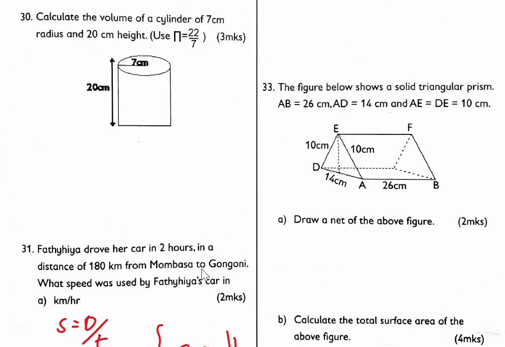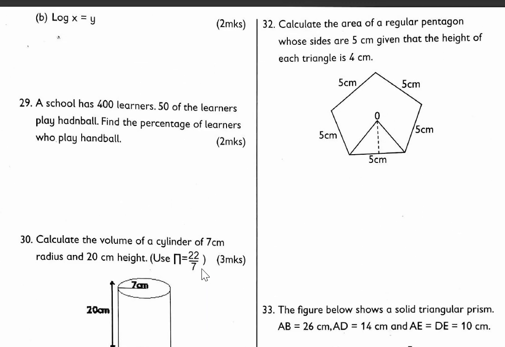Continue with the next question, which is question number 32. Calculate the area of a regular pentagon. If you hear the word pentagon, it means the sides are 5, whose sides are 5 centimeters, given that the height of each triangle is 4 centimeters. You can see here we have the figure, the diagram is here.